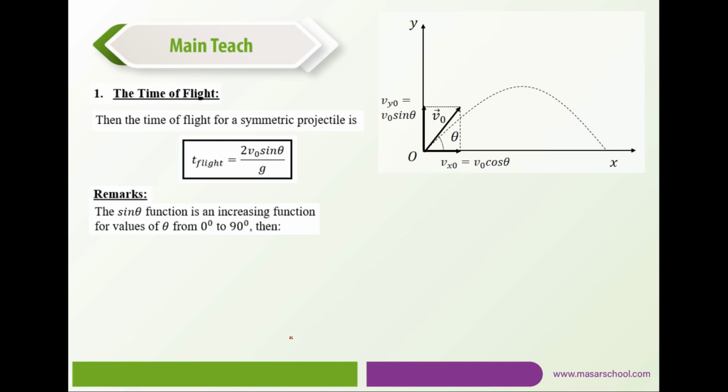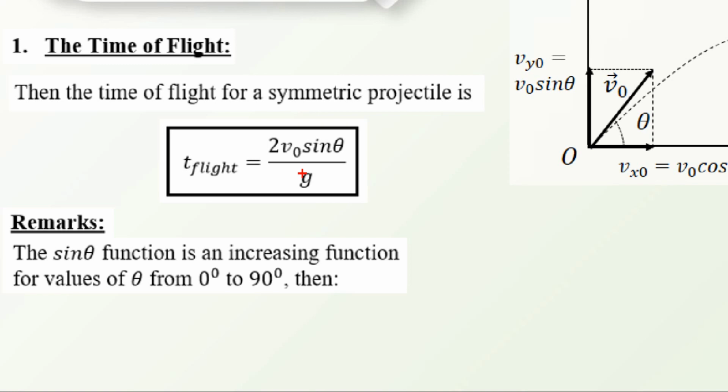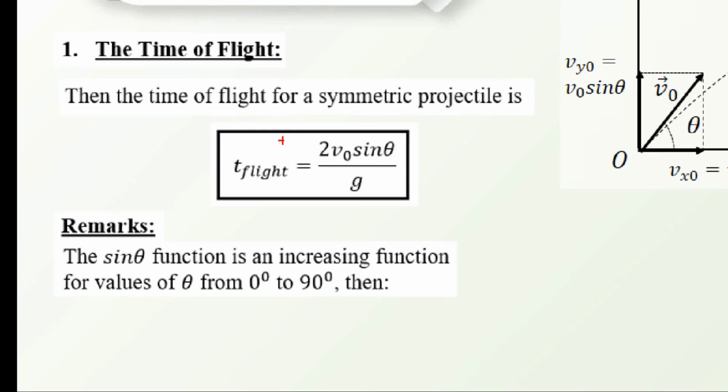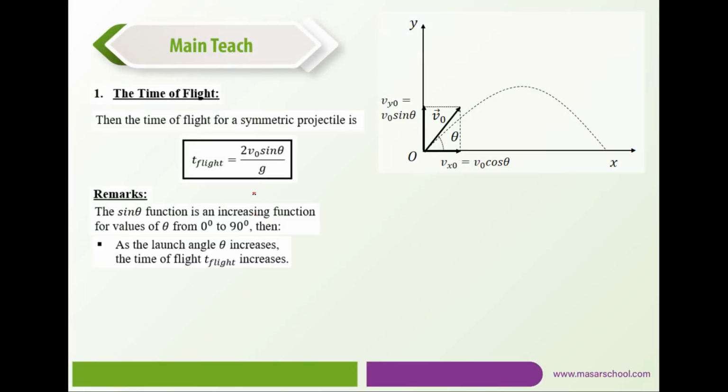Now, remarks. Notice that whenever we have an expression, we need to interpret it in terms of the variables. Here g is constant, it won't ever change. The changes might be due to v0 and sine theta. Now we know that sine theta is an increasing function from 0 to 90 degrees, which means that as the launch angle theta increases from 0 to 90, the time of flight increases. So if we're throwing a projectile and our launch angle increases, the projectile would remain in air for a greater duration.